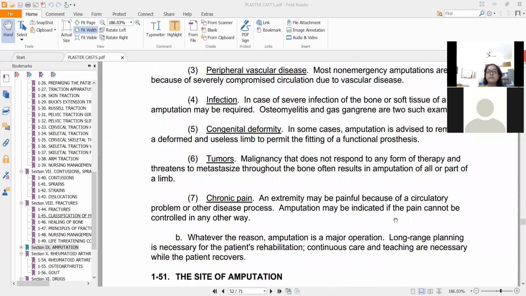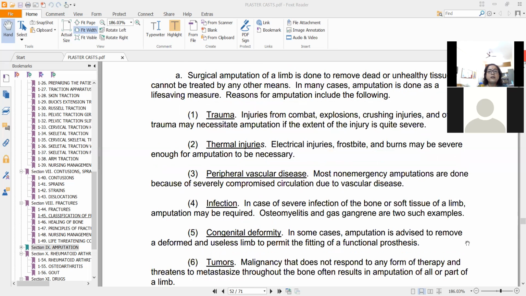Whatever the reason may be, amputation is a major operation. Long-range planning is necessary for the patient's rehabilitation. Continuous care and teaching are necessary while the patient recovers. It is very, very important, from the planning till rehabilitation, continuous care and teaching while the patient recovers, and especially all this is the responsibility of the nurses. When considering rehabilitation, obviously there will be occupational therapists and physiotherapists, right? There will be a counselor, social counselor, and a support system, but among them the nurses' role is also very optimum in this kind of amputation case. Am I clear to you on this part?